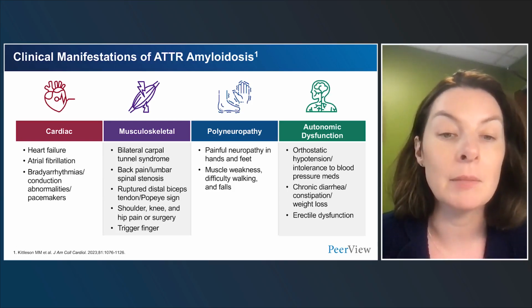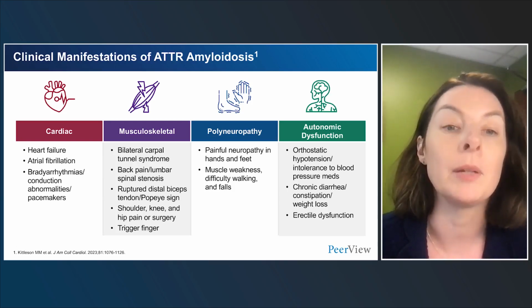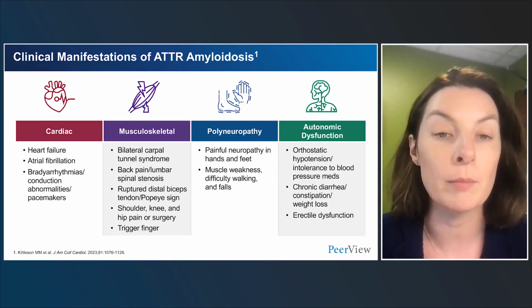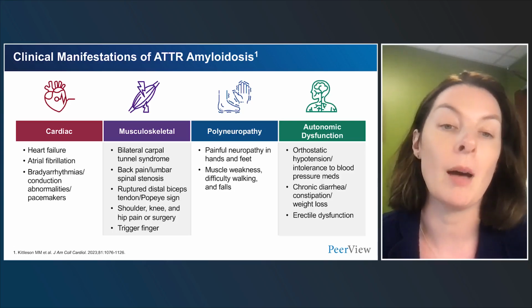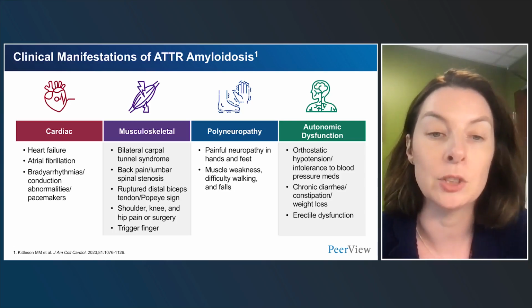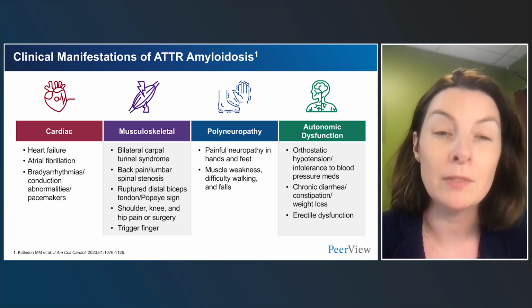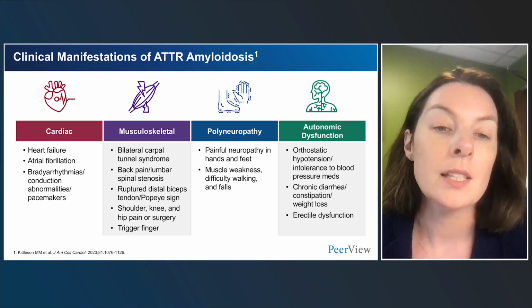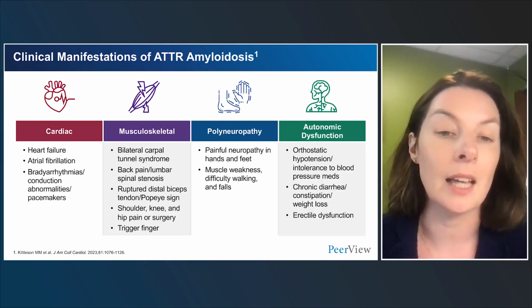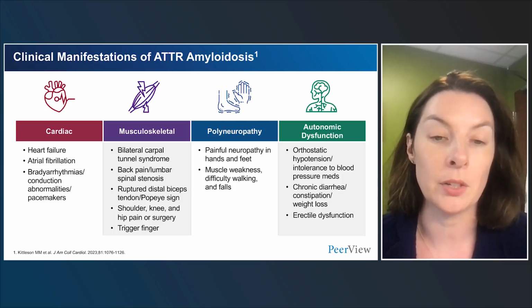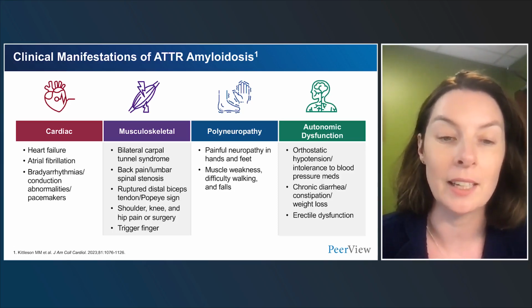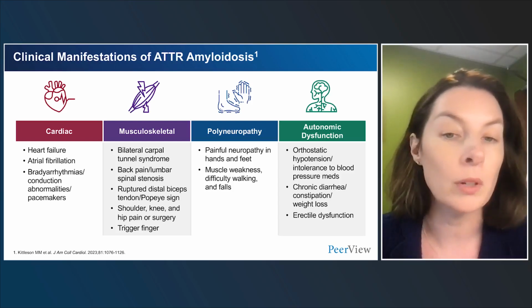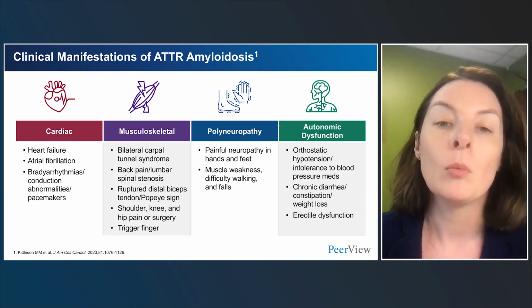As was mentioned, musculoskeletal involvement is common in both wild type and some of the forms of hereditary ATTR. We see carpal tunnel syndrome, commonly bilateral carpal tunnel syndrome, 5, 10, maybe even 15 years before cardiac manifestations are clear. Spinal stenosis. So we can see that in cervical or lumbar spinal stenosis, biceps tendon rupture, which we refer to as the Popeye sign, and then lots of other kind of orthopedic manifestations.